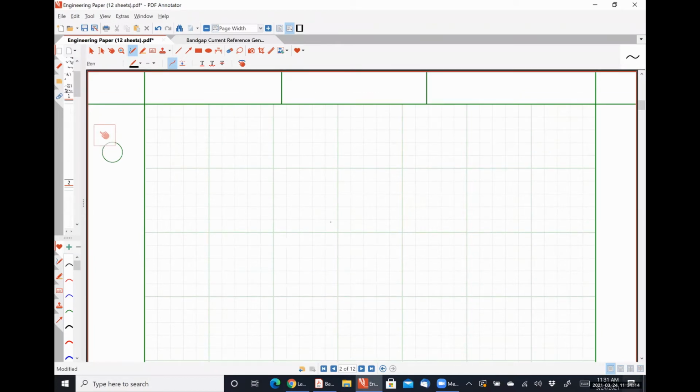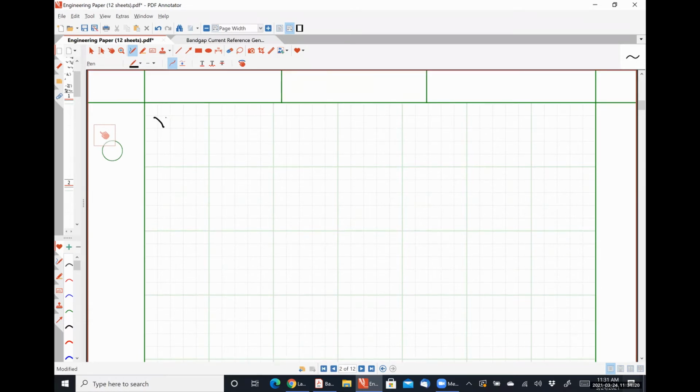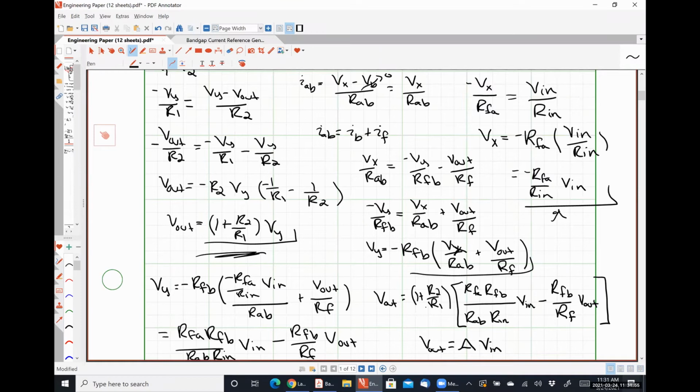Okay, so I'm gonna rewrite this equation on this page. So we have V out equals 1 plus R2 over R1 times RFA RFB over RAB RN VN minus RFB over RF V out.